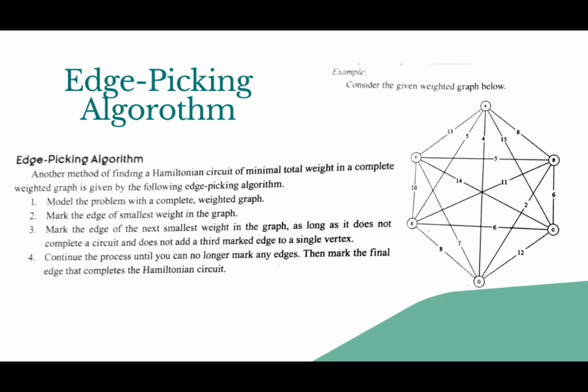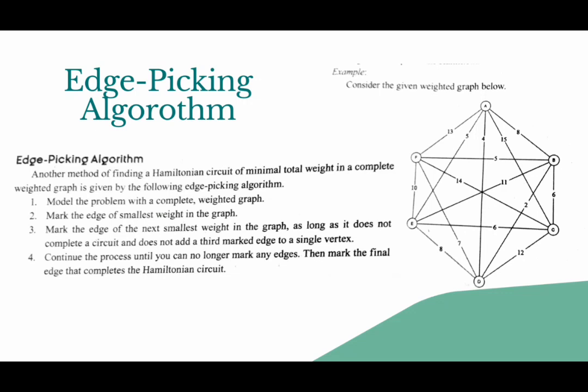We cannot choose BC because it will add a third edge connecting to B. So you have to choose EC. Nasusundan? Okay. We are now at step 4 of the algorithm. Any edge we choose will be a third edge to a vertex.